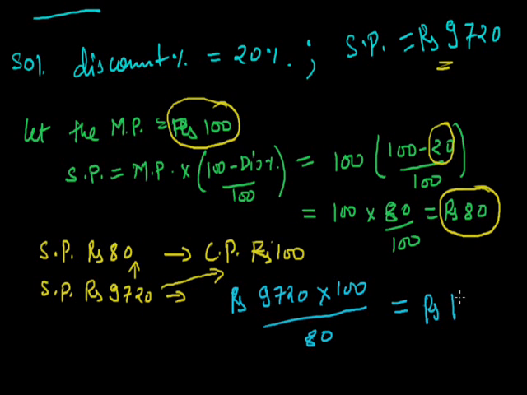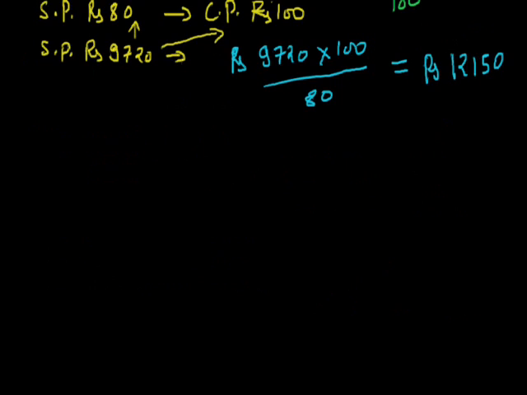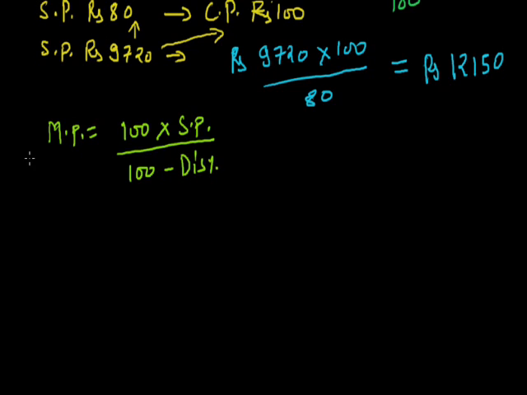So it will be equal to rupees 12,150. Now, instead of doing this much calculation, we can also calculate the mark price using a simple formula, that is, mark price is equal to 100 into selling price upon 100 minus discount percent. It is the same as we calculated the cost price in case of loss. That was cost price equals 100 into the selling price upon 100 minus loss. Here the cost price is replaced by mark price.